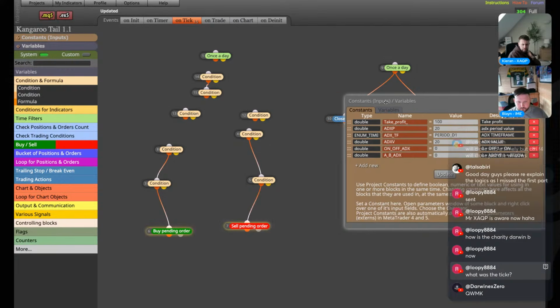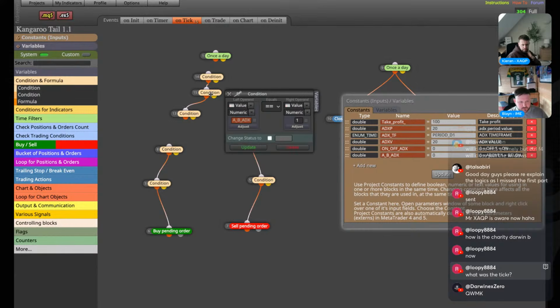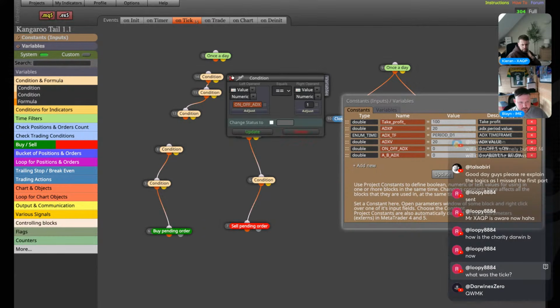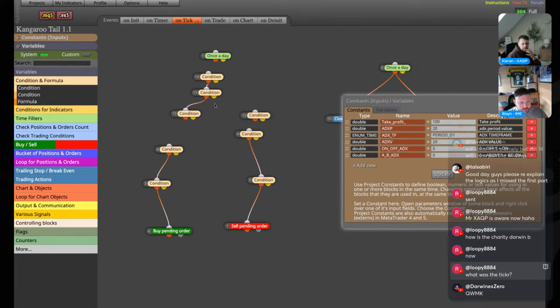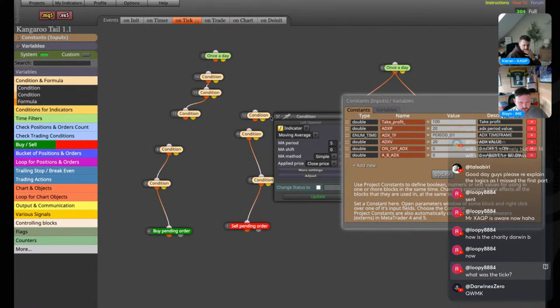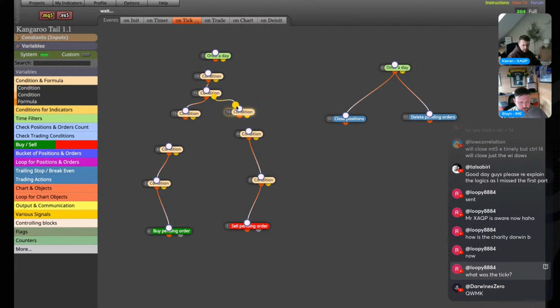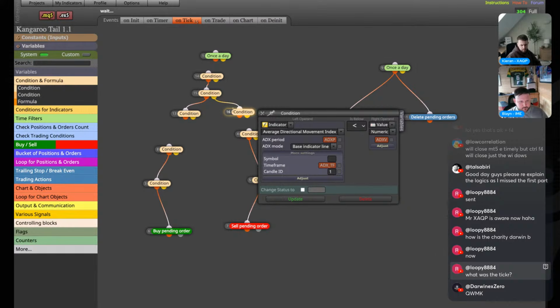So below equals 1. Just need to make sure that these are actually updated. Maybe it's because I didn't press update. Must be. Below. Let's get rid of this one. Okay. And then that's above.